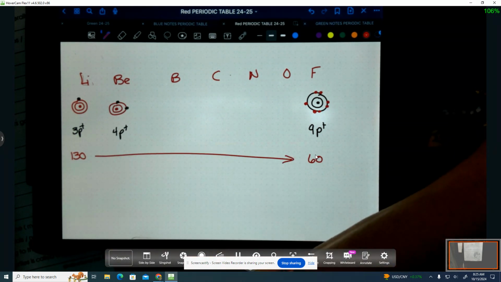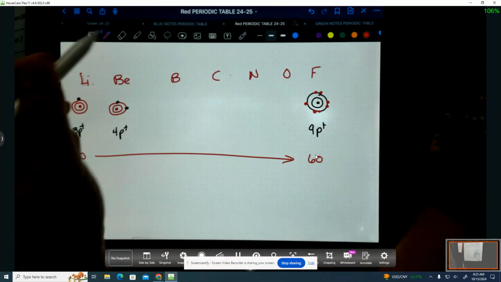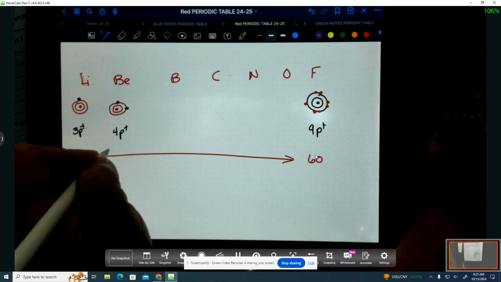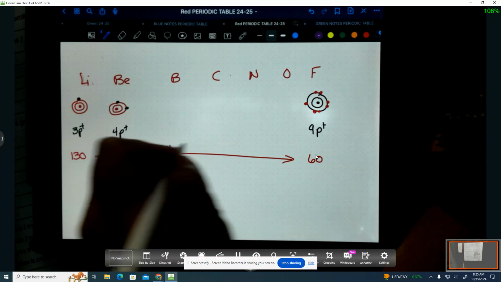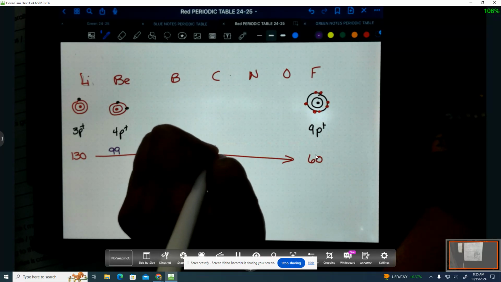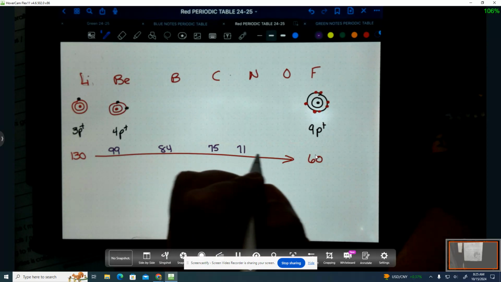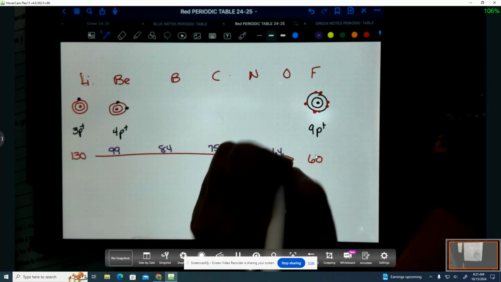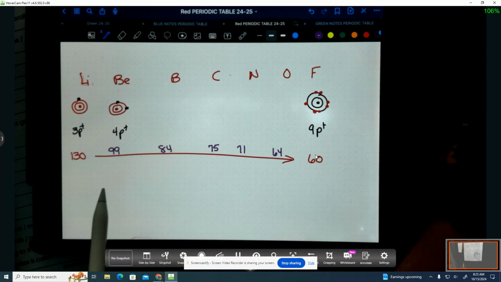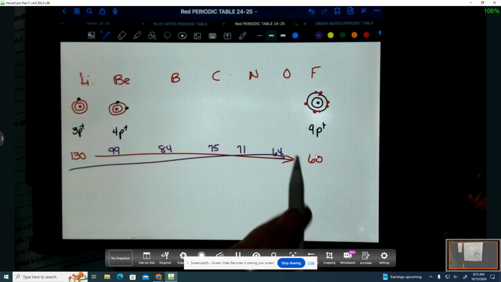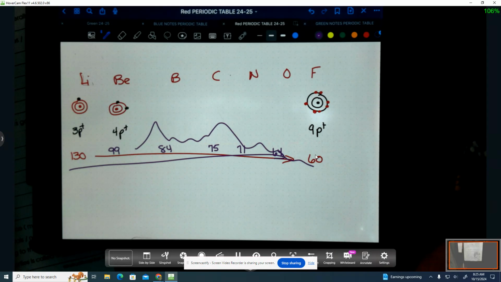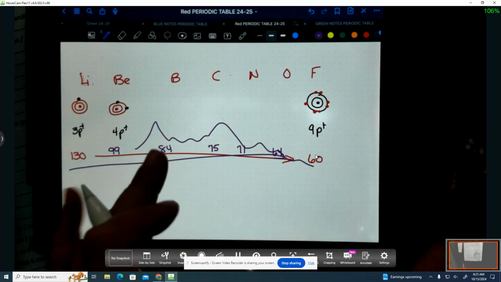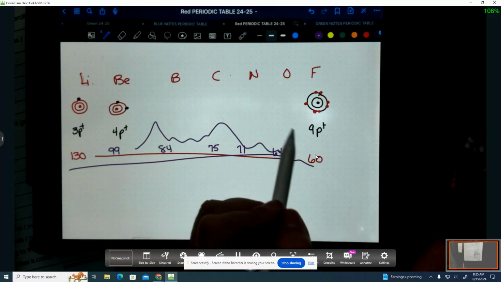Now, if we looked up, somebody have their reference table in front of them? Look up beryllium, please, and tell me what the number is for radius of beryllium. What is it, 99? Yeah. Boron is 84. Carbon, 75. Nitrogen, 71. Oxygen, 64. And 60. Okay, this one, of course, doesn't show that. But you see how it goes down as you go across? Every once in a while, it'll do this. Okay, it'll go up, it'll bounce down. This one happened to all just go down. But every once in a while, it'll bounce up and down in here.